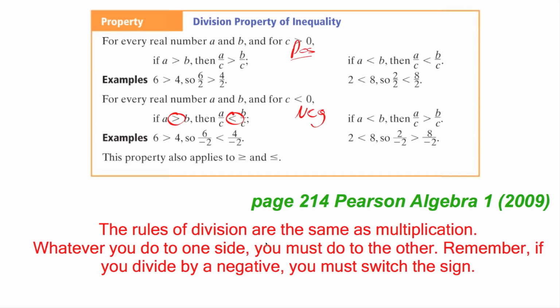The rules of division are the same as multiplication. Whatever you do to one side, you must do to the other side. Remember, if you divide or multiply by a negative number, you must switch the sign.